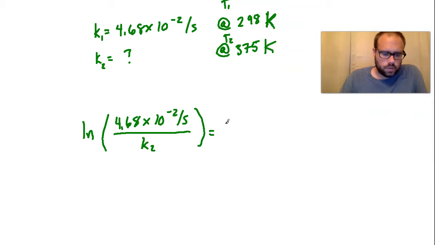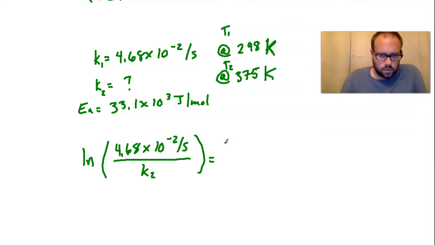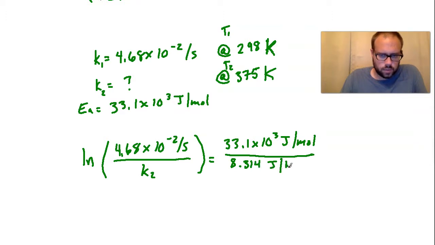And we can set that equal to, right, now the energy of activation, I should have laid that out, okay? The problem states that the energy of activation is going to be 33.1 times 10 to the 3rd joules per mole. Okay, so that's the energy of activation. We would need that in order to solve this. And so what we'll do is we'll put in 33.1 times 10 to the third joules per mole over 8.314, and that's the constant, so that's going to be joules per Kelvin per mole.